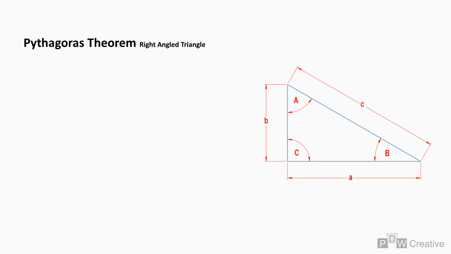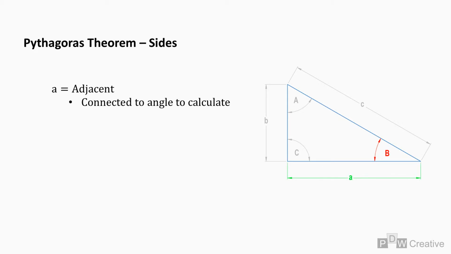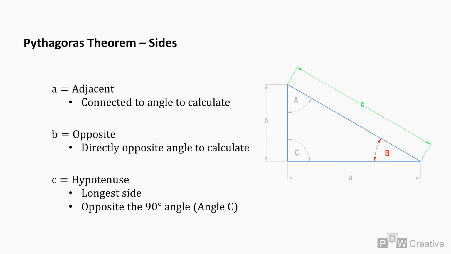The relationship between opposite and adjacent sides centres around the available angle. For instance, if angle B is known, the side next to the angle, in this case side A, will be considered the adjacent. The side directly opposite angle B, shown here as side B, becomes the opposite. Side C, therefore, being the hypotenuse.